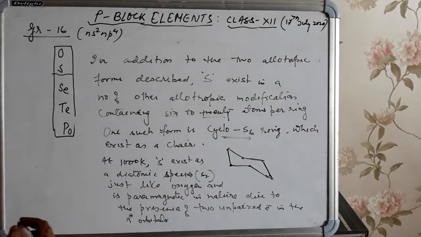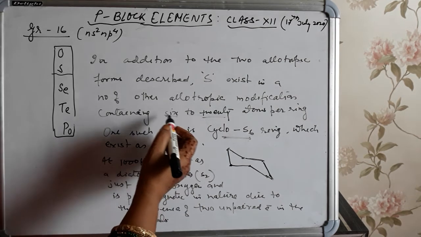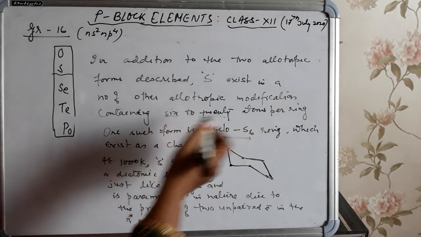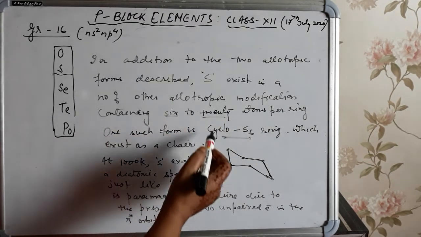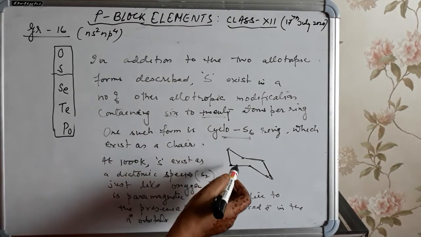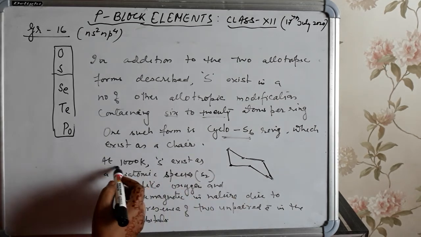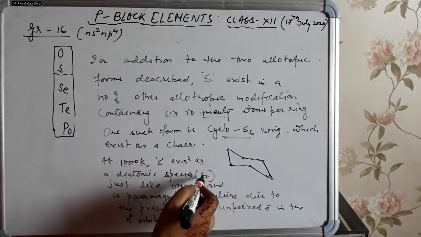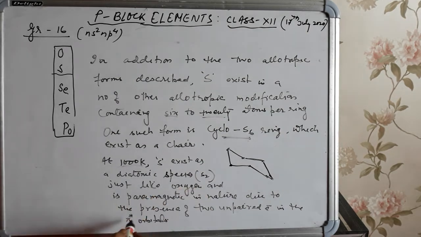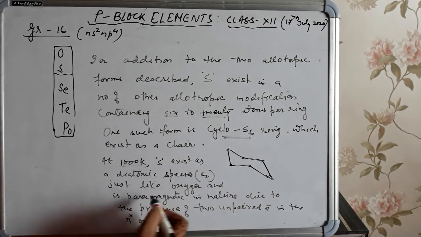Two major forms, monoclinic and rhombic, and their structures are different from each other. Apart from this, sulfur also shows 6 to 20 atoms per ring, and out of this, cyclo-S6 is important. It also exists at 1000 Kelvin as a diatomic species, which has unpaired electrons, so it shows paramagnetic character.